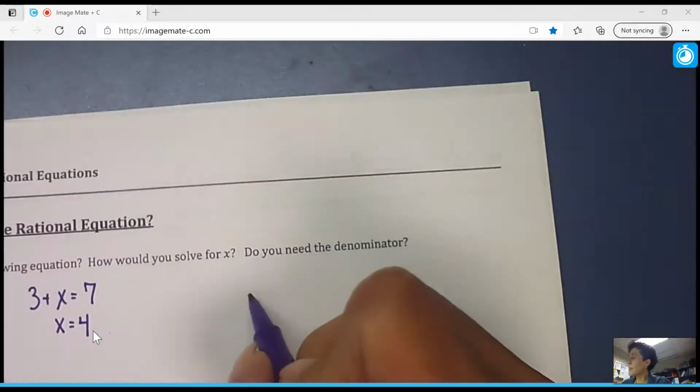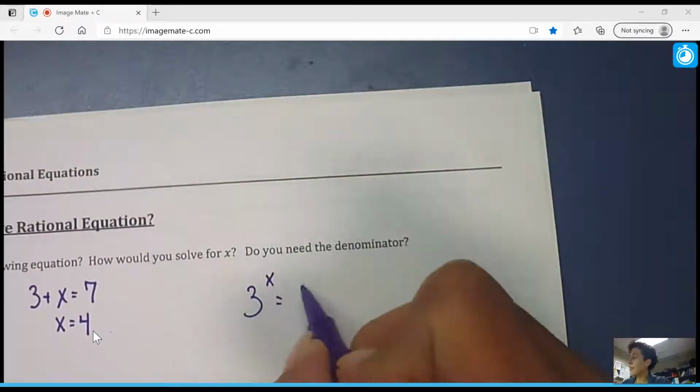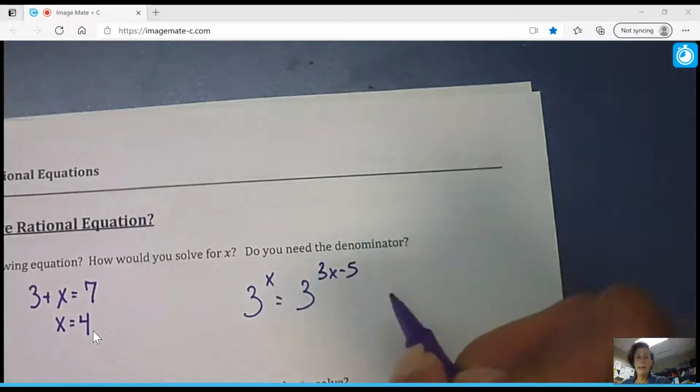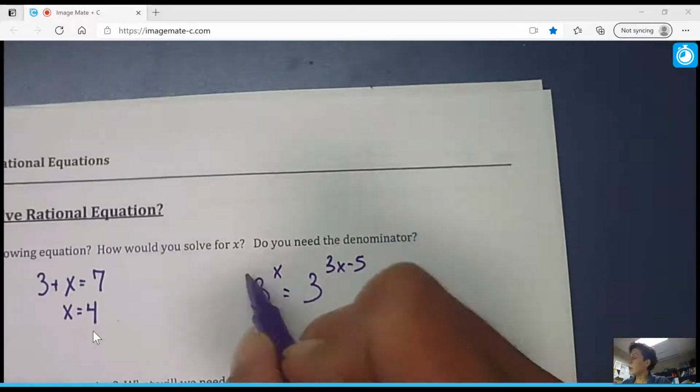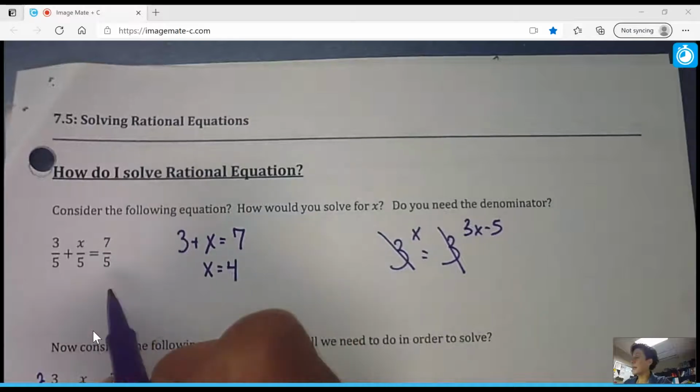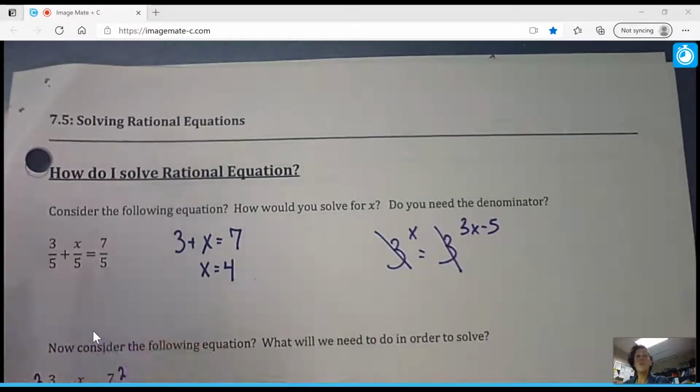Very similar to what we did in our previous chapter, if you had this as your problem, that if the bases were the same, you could ignore the bases and just focus on the exponents. So here what we'll do is ignore the denominators once they're the same and focus on the numerators. So that is the idea of this.